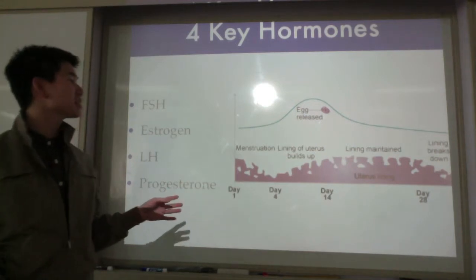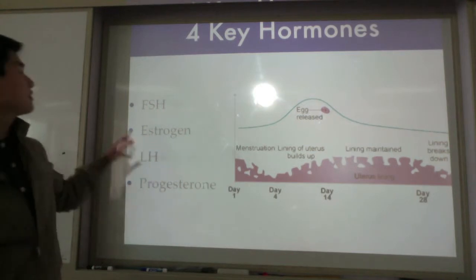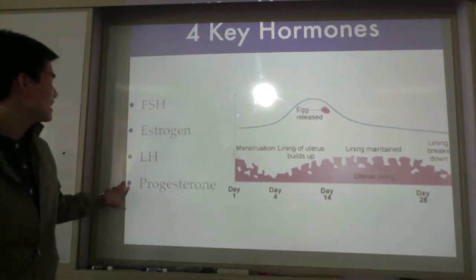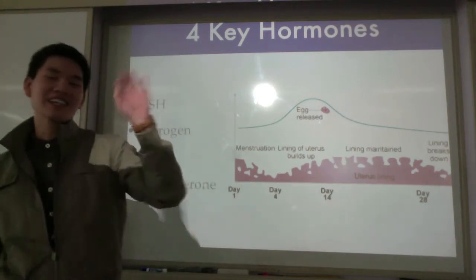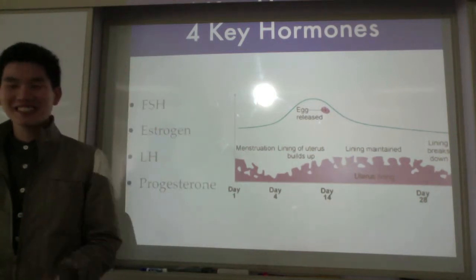In the menstrual cycle, we have about 4 key hormones. We have FSH, estrogen, LH, and progesterone. I'm going to explain every single one in great detail so you all know exactly what's going on within you.